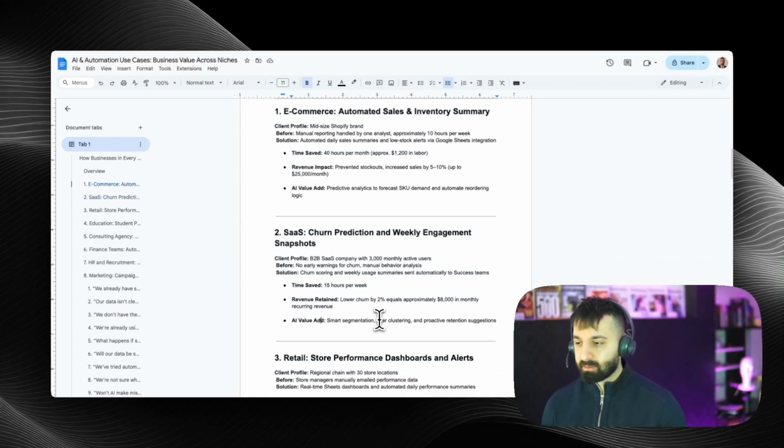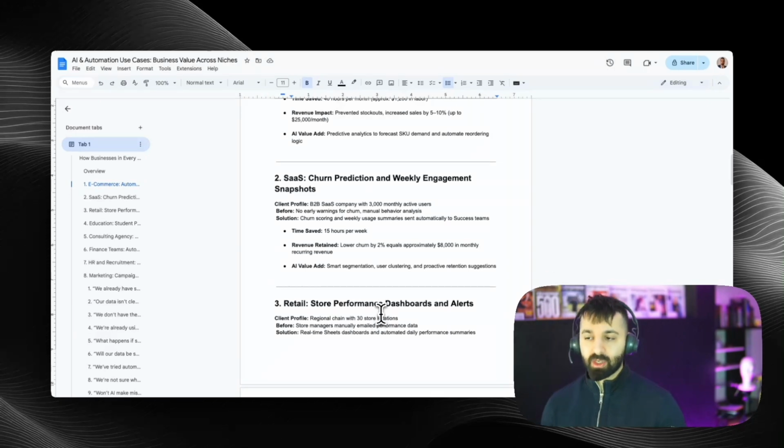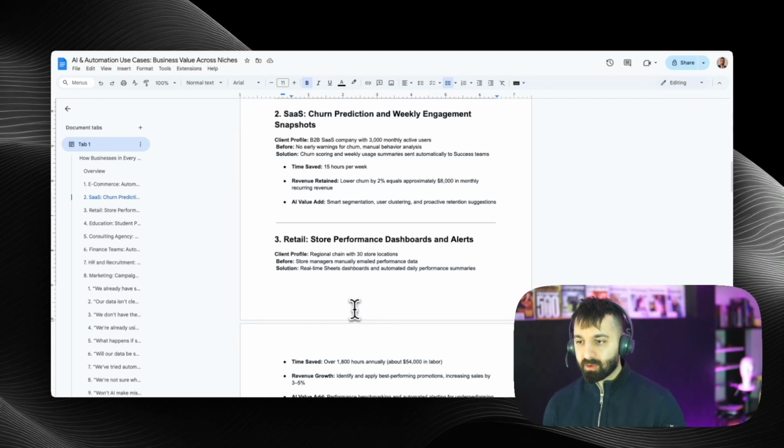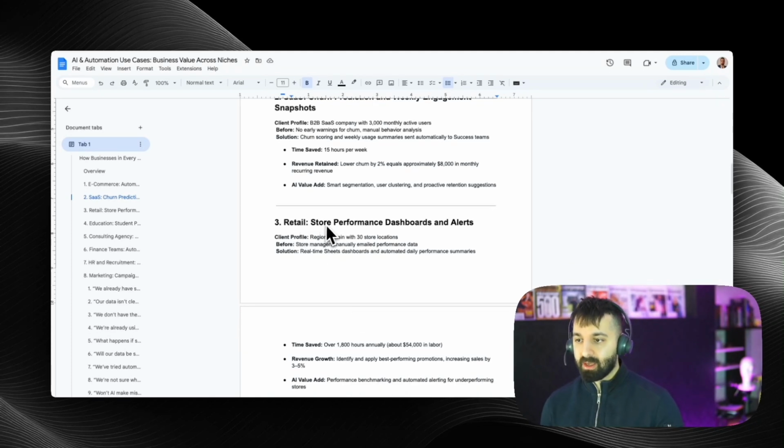So you can use that to lower churn and retain your customers. It will make it better for you, right? So other types of businesses you could also use, maybe a retail business, right?